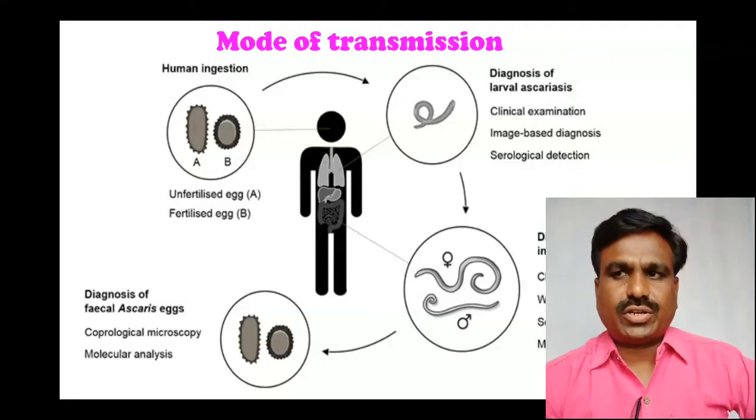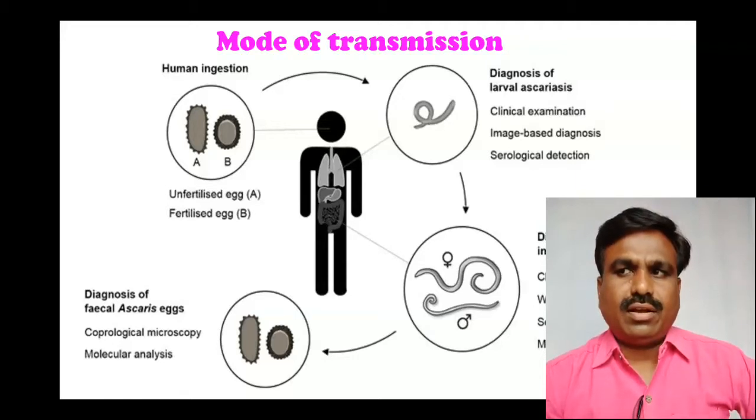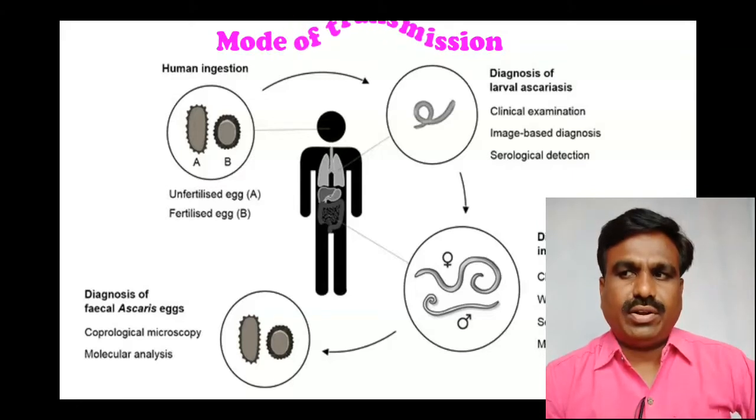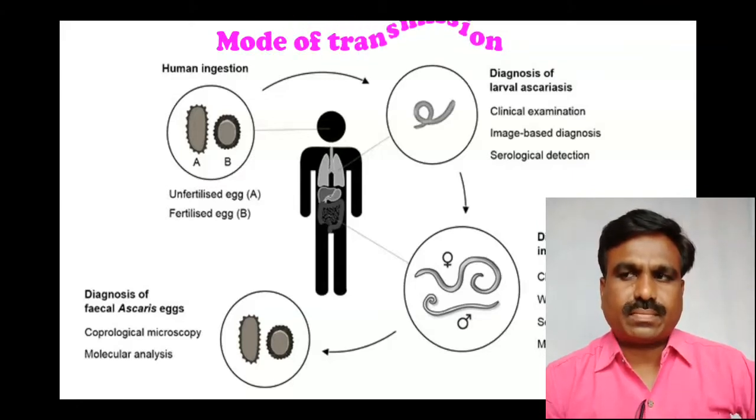and serological detection. These are the different ways to detect Ascariasis: clinical examination, image-based diagnosis, and serological detection. Then there is the diagnosis of adult intestinal worms.